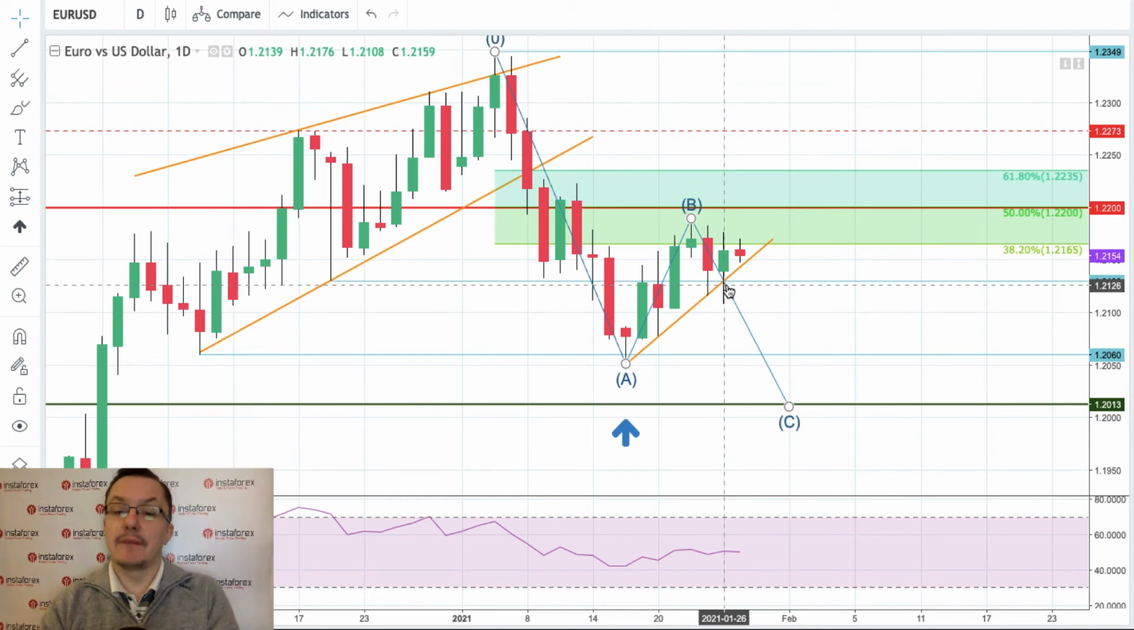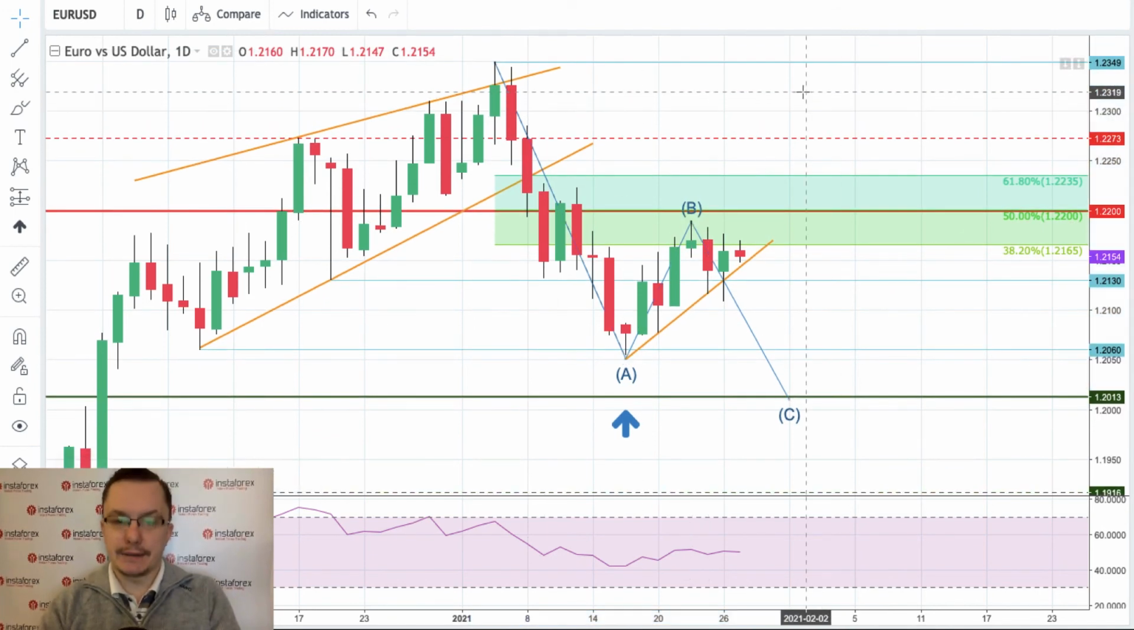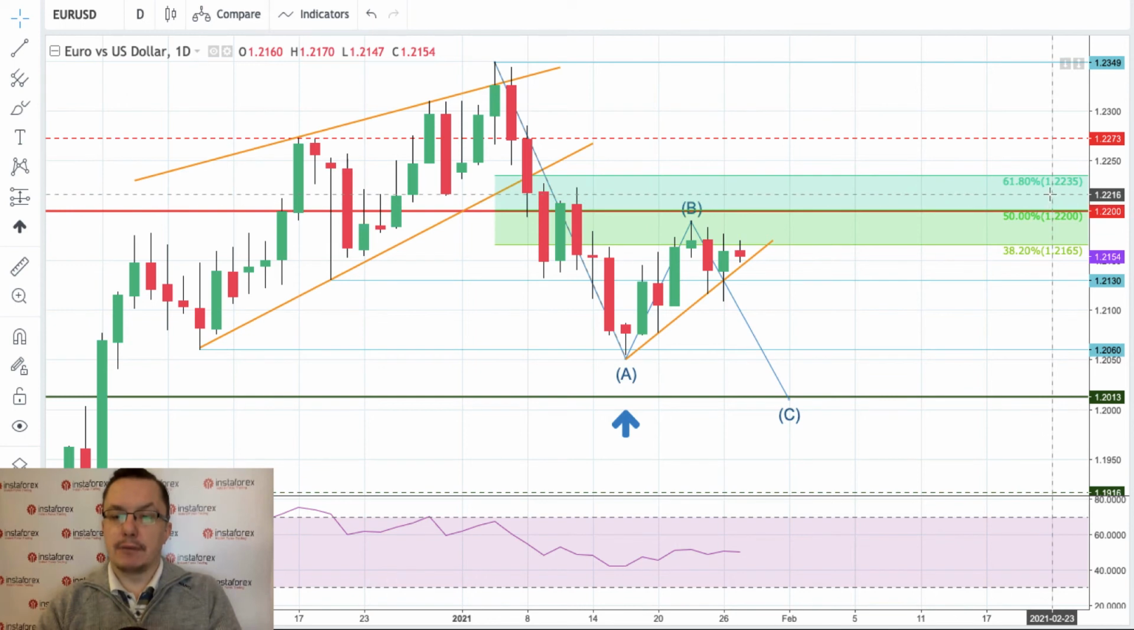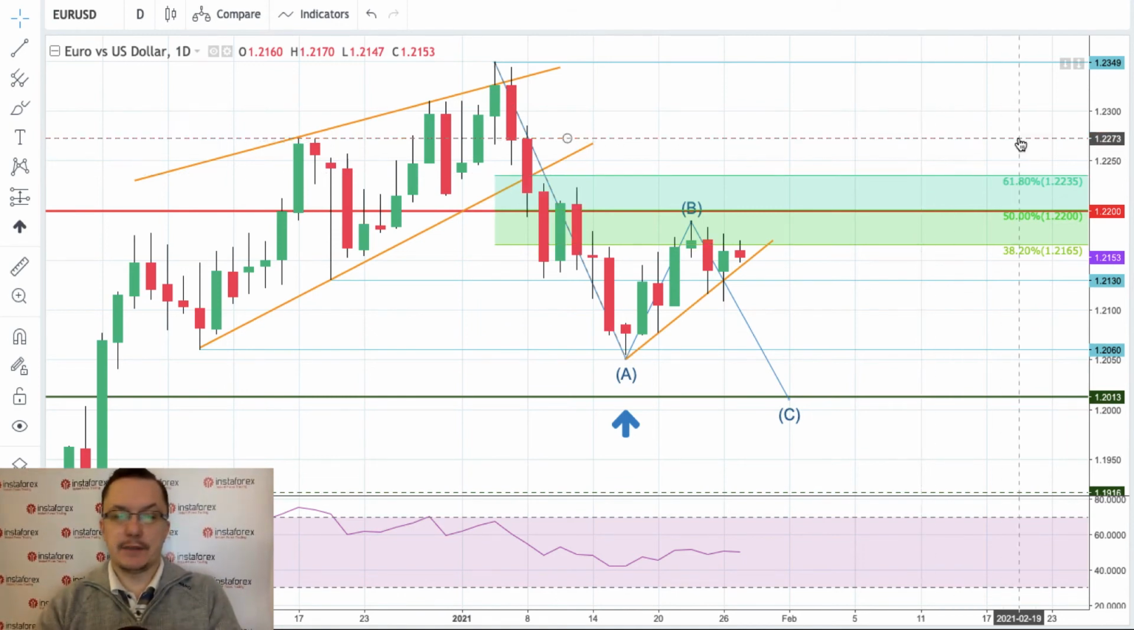If there is, however, any sort of a move up, please remember we can still place the wave B top even at 1.2233, which is 61% of the Fibonacci retracement, and still this scenario is valid. Okay, only a breakout above 1.2235 would mean that this ABC corrective scenario is violated, and the price will most likely hit the intraday technical resistance 1.2273.